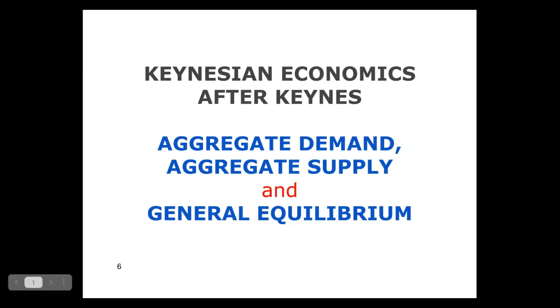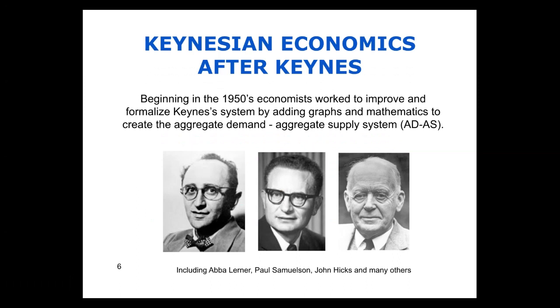In this video, we're going to discuss the aggregate demand and aggregate supply model, sometimes called the AD-AS model or the general equilibrium model. After Keynes died, beginning in the 1950s, a number of economists worked to improve and formalize the system that Keynes developed in the General Theory. This became known as the aggregate demand and aggregate supply model. This model is the major tool that we have to study macroeconomics.